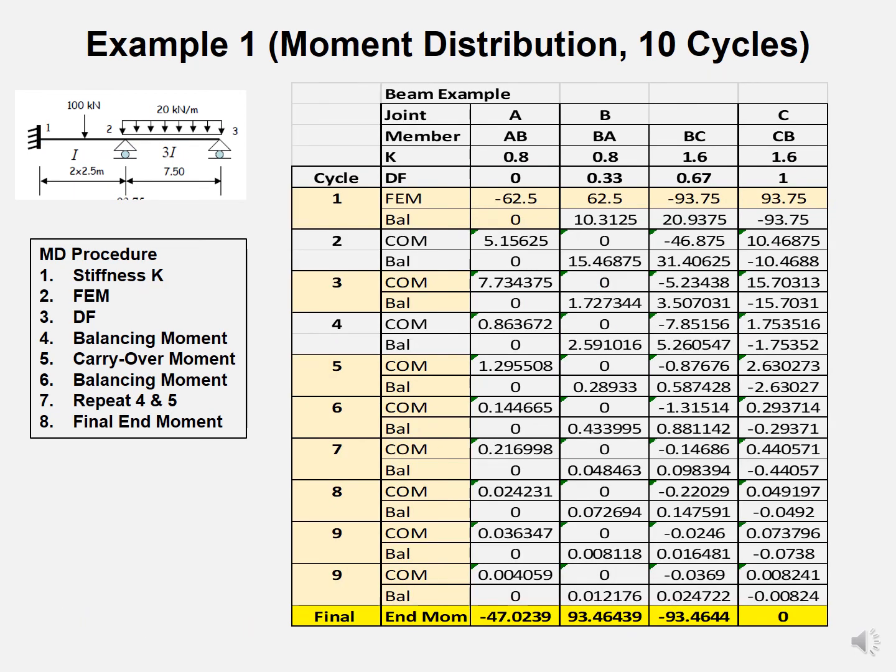This is the same problem, but using 10 cycles just to illustrate the difference in answers. You will notice that there is not much of a difference in the final moments using 10 cycles. You can apply the moment distribution method using Microsoft Excel by using a simple formula for the iteration, and you can easily apply several cycles of implementation of the procedure.